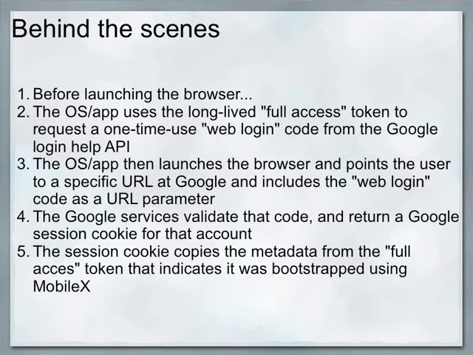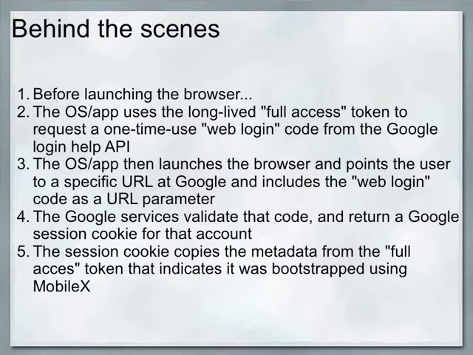Well, behind the scenes, what we do is we go back to that full access or God level token that the phone has stored. And we use it to make another API call to Google, traditional OAuth 2, but this API call is to request a web login code. Gets that code, the app then launches the browser to a specific URL at Google, and as a URL parameter includes that login code. The Google servers that receive that HTTP request with that URL parameter can validate that code, determine what account it's associated with, and as long as it's still a valid code, it would then issue a session cookie to the user's browser saying, great, you now have access to that account.